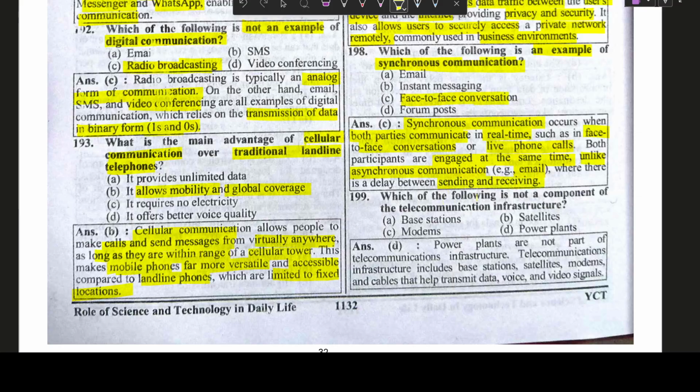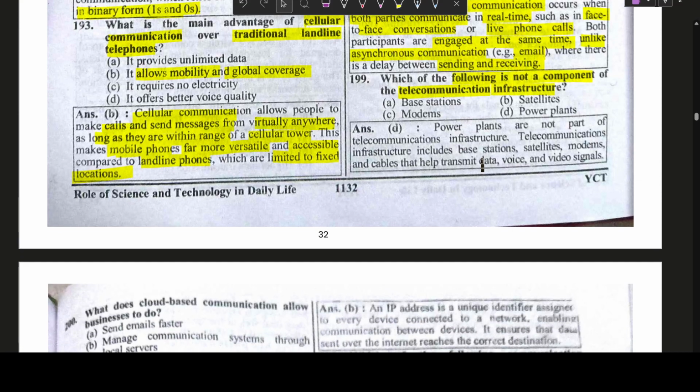Which of the following is not a component of telecommunication infrastructure? The answer is power plant. Power plants are not a type of telecommunication infrastructure.